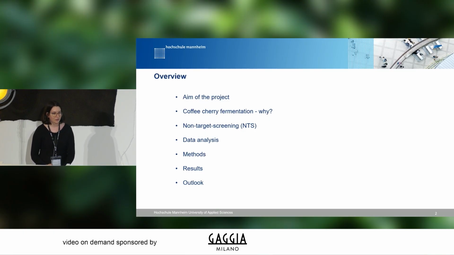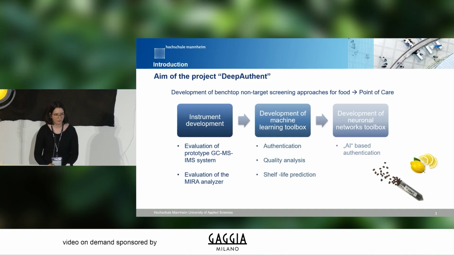Here you can see roughly what I'm going to talk about in the next 15 minutes. I'm going to start with the motivation and why I am doing what I'm doing. That is my PhD project, a BMBF-funded project called Deep Autent. It concerns itself with the development of benchtop non-target screening approaches for food and foodstuffs, which should be usable at the point of care. In the end, there should be an AI-based authentication method for especially lemon and coffee.